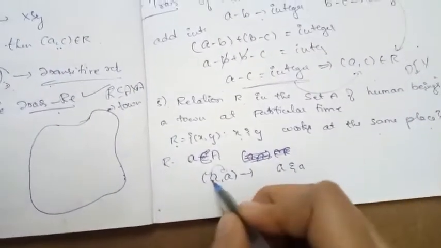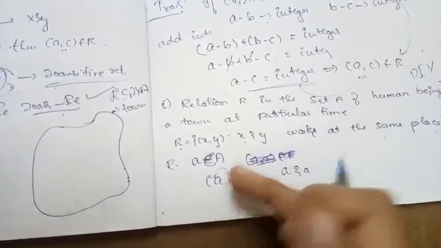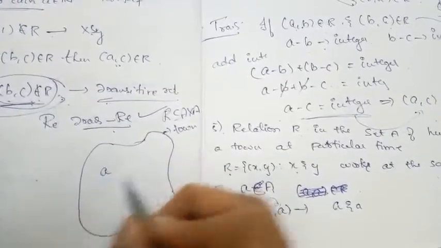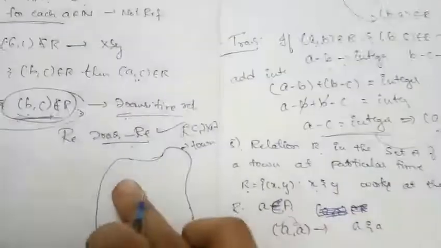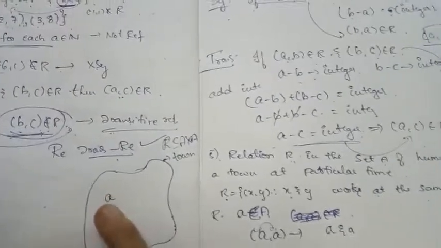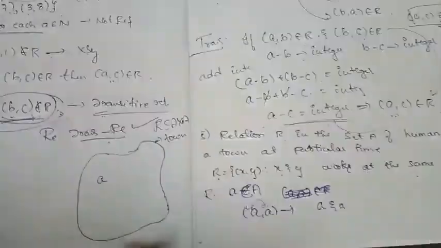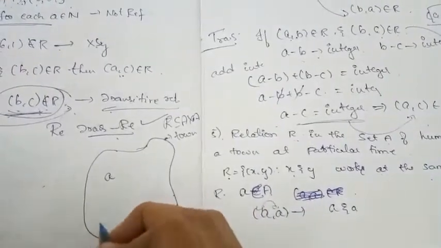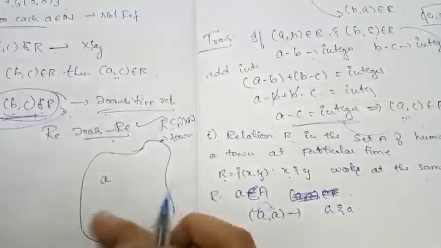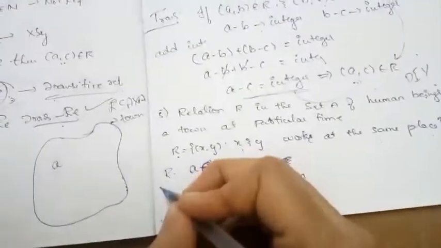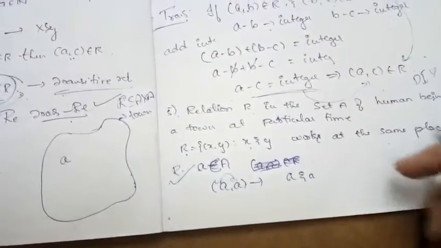Yes, right. One person is working at that place, and the other person is also that person itself. Both are working at one place, so we can say that a and a work at the same place, called town A. So this will hold for each and every human being. If I call another human being b, then b and b work at the same place; c and c work at the same place. So it is a reflexive relation.